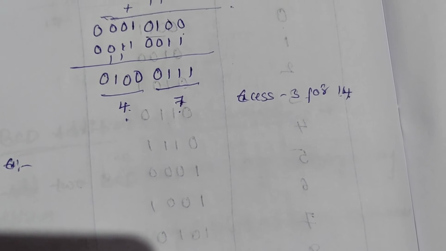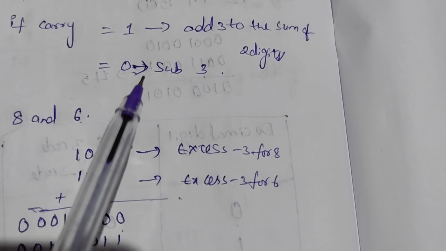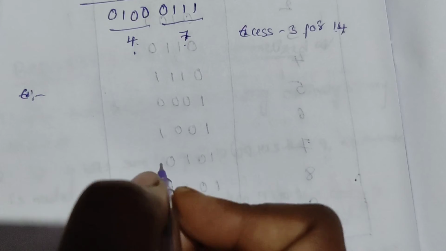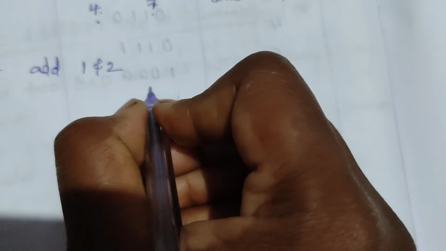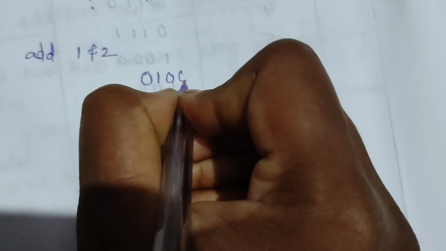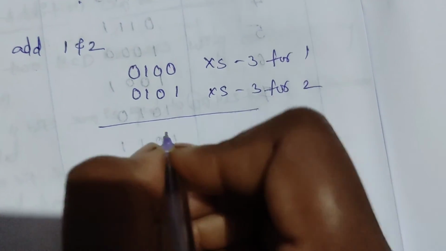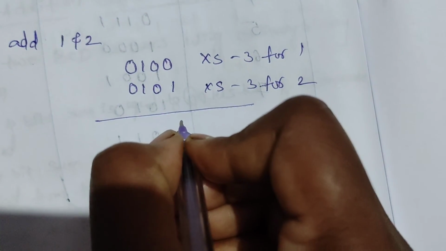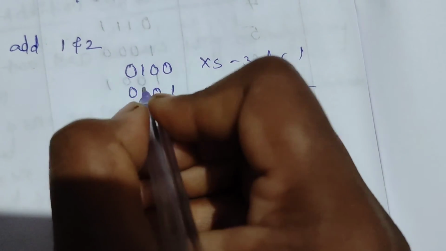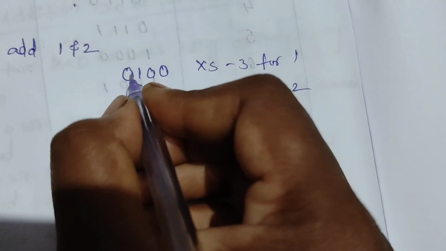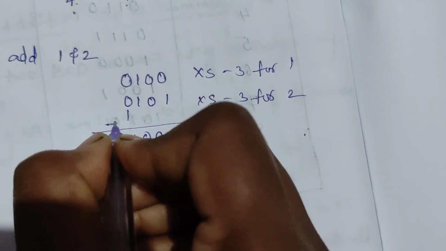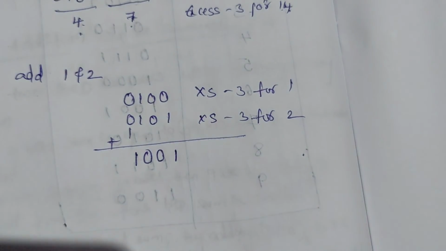Let us take another example when carry is 0. Add two numbers for which we get carry as 0. So add 1 and 2. XS3 of 1 is 4, 0100. XS3 of 2 is 5, 0101. Adding these two, we get 0 plus 1 is 1, 0 plus 0 is 0, 1 plus 1 sum is 0 and carry is 1, 0 plus 1 is 1. So there is no carry. On adding these two XS3 numbers, there is no carry.